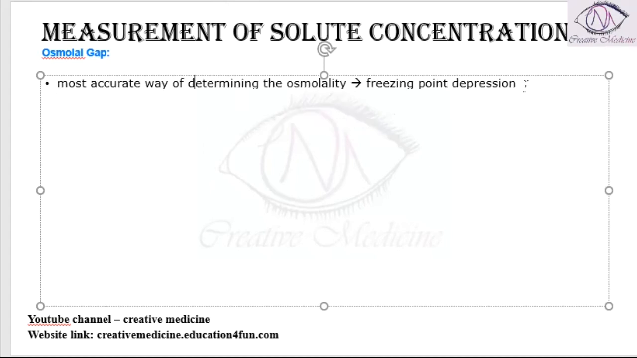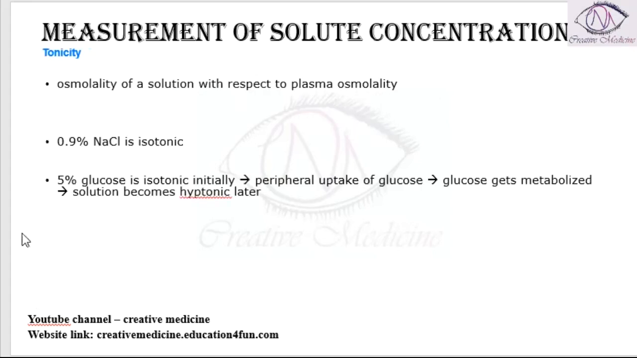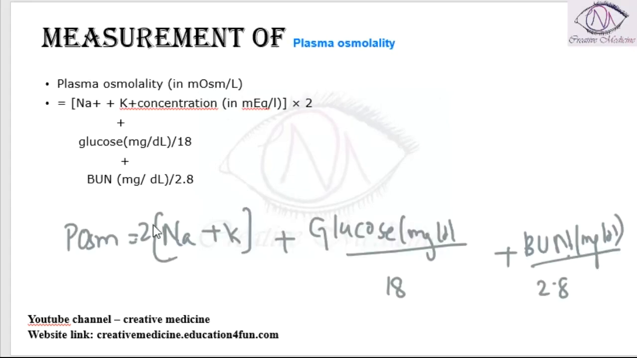So, one, we can use freezing point depression. Second, we can also use this formula for measuring the plasma osmolarity, which is 2 times sodium and potassium concentration plus glucose in milligram per deciliter divided by 18 plus blood urea nitrogen in milligram per deciliter divided by 2.8.